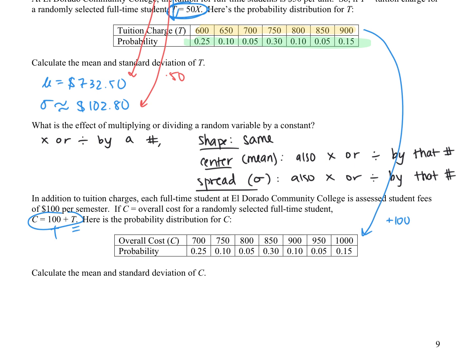What I want you to do right now on your calculator, put these numbers in. You can do the same thing I did before. List 1 plus 100. Put that back in list 1. Calculate the mean and the standard deviation, please. If you want to look at a histogram, fine. Really what I care about most is the mean and standard deviation.